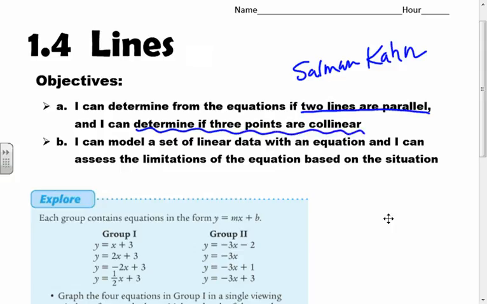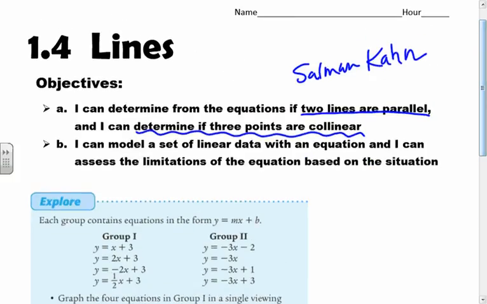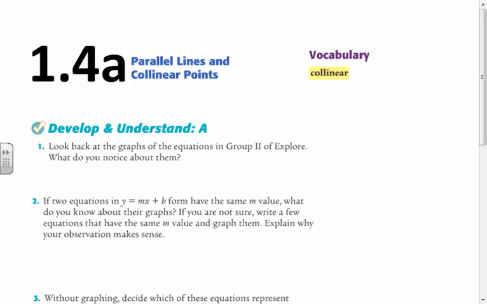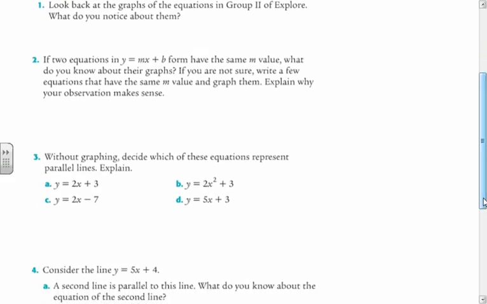All right, so to do that, let's quickly review what Salman Khan was teaching you about equations of parallel lines. Go to the next page and look at number 3 here. And without graphing, you decide which of these equations represent parallel lines. Now go ahead and do that. Pause the video right now.